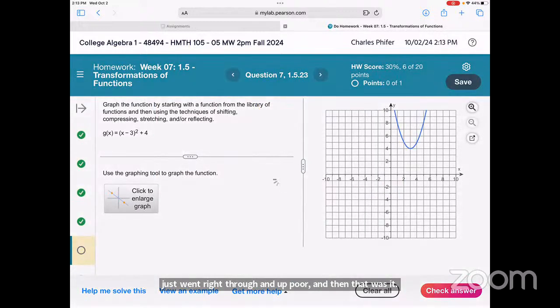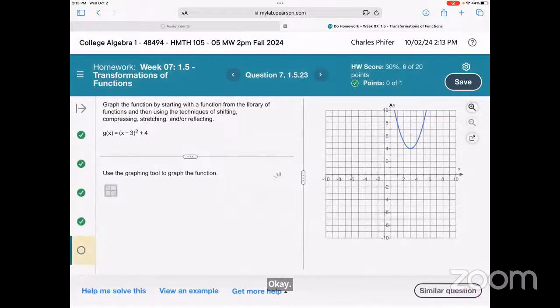Okay. And I want to say this is going much faster than my earlier group, but that's okay.